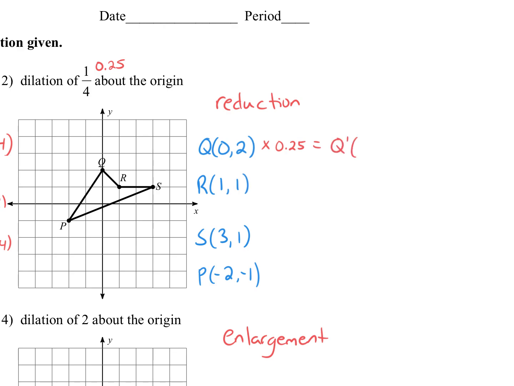What's 0 times 0.25? 0. What is 0.25 times 2? Should get 0.5 on that one, right? Do you notice how our points are not going to be perfect, because we have a 0.5 in there? So you've got to guesstimate a little bit. I'm going to guess my Q is going to end up right about there. Do the same thing for the rest of them. Your R prime, if I multiply those, you should get 0.25, 0.25.